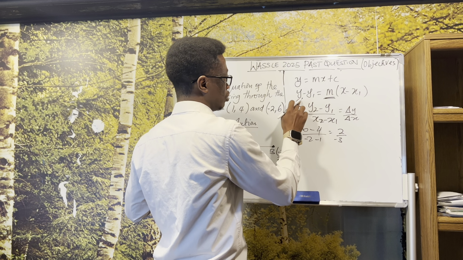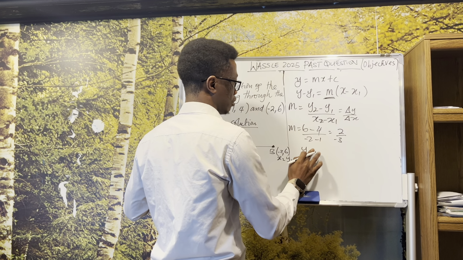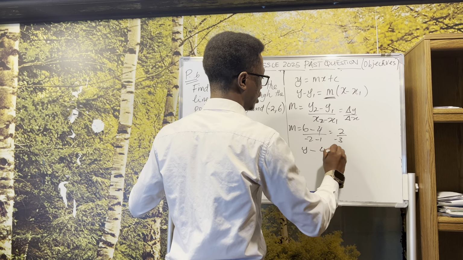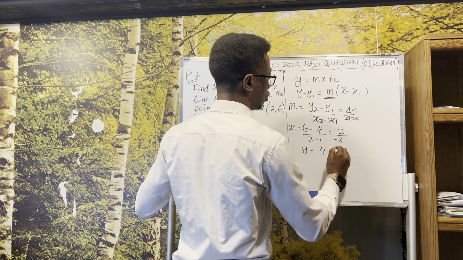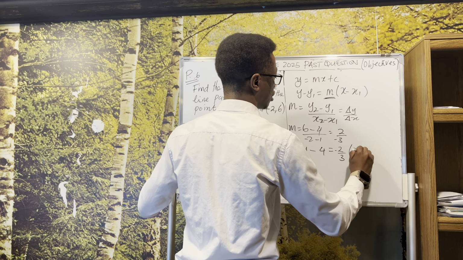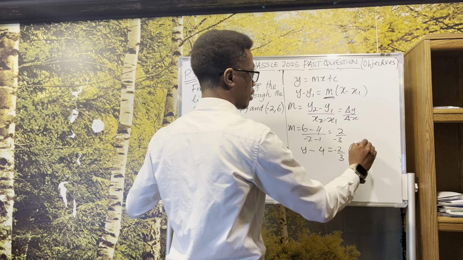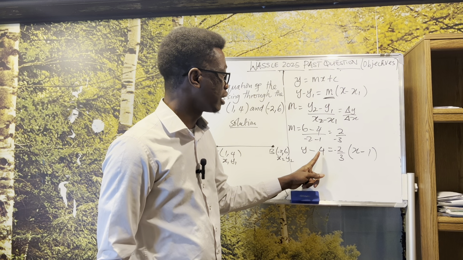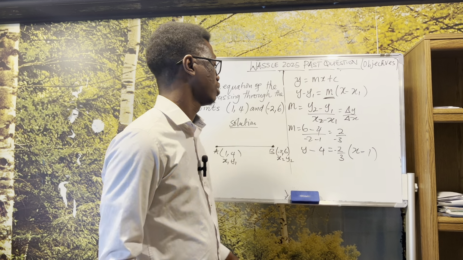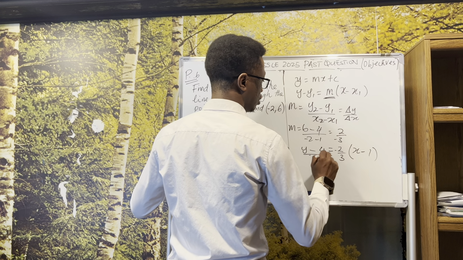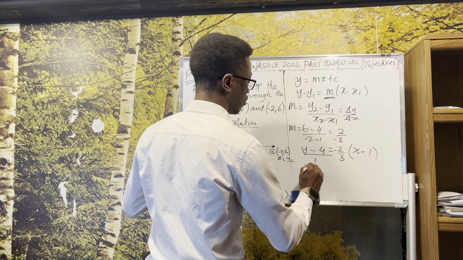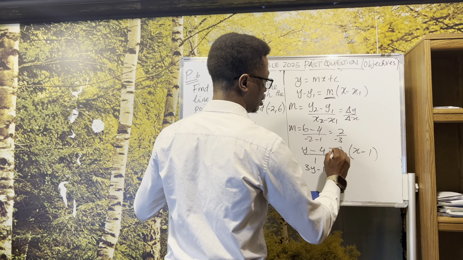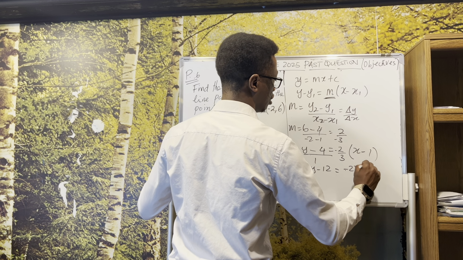Now you substitute into this. y minus y1, where y1 is 4, so you write it here: y minus 4 equals the gradient, which is -2 over 3, into x minus x1, so x1 is 1. Easy. So from here we can just cross multiply: this becomes 3y minus 12 equals, multiply this by this, and remember this is minus here, becomes minus 2x plus 2.